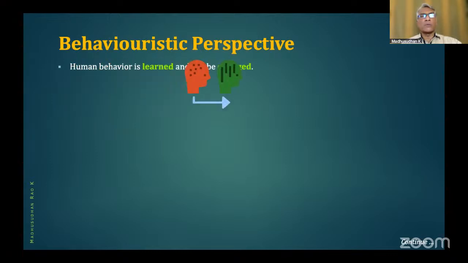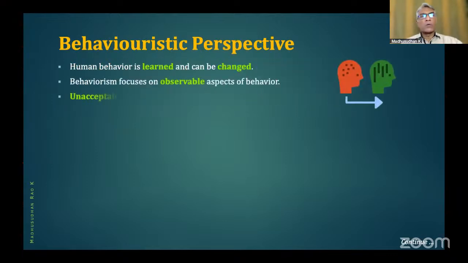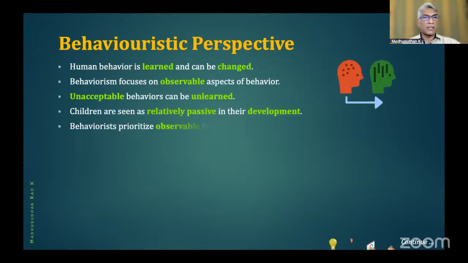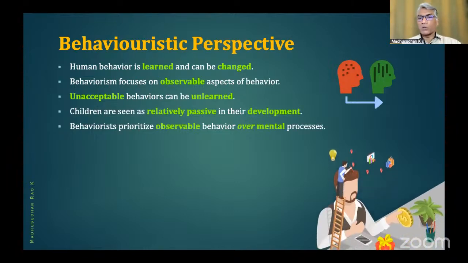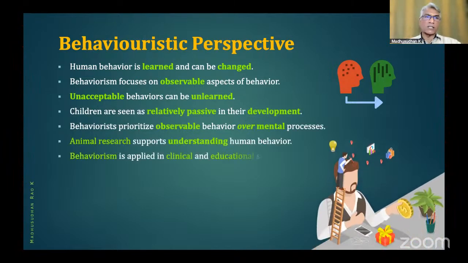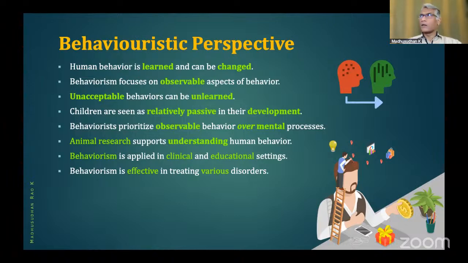So now, let us jump into the behavioral perspective. Human behavior is learned and can be changed. As you all know, it is learned and can be changed. Behaviorism focuses on observable aspects of the behavior. Unacceptable behaviors can be unlearned. We have seen these things with different psychologists, Skinner's and Pavlov's dog, and so many experiments we have seen. You will get to know about them in the next slides.